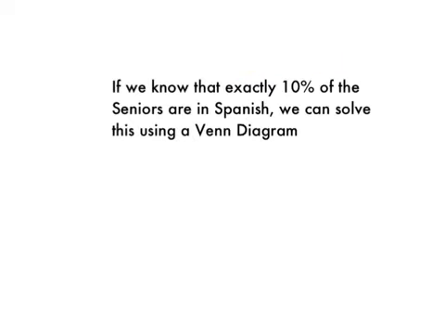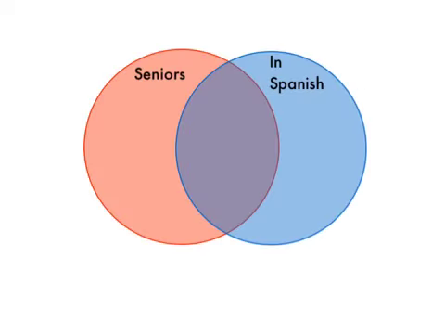We don't have enough information because these are not mutually exclusive events. If we know that exactly 10% of the seniors are in Spanish, then we can solve this using what's called a Venn diagram. Here's a Venn diagram here. You make these two circles where each section represents something different.